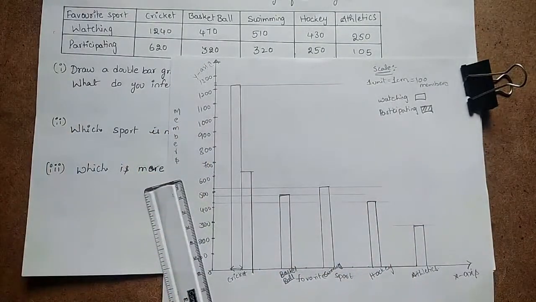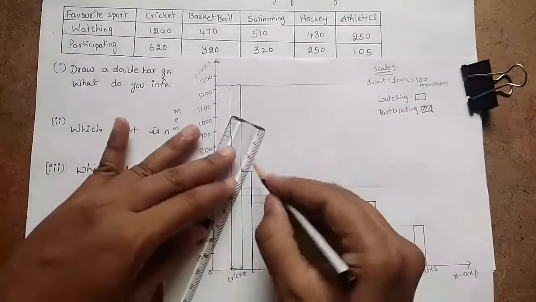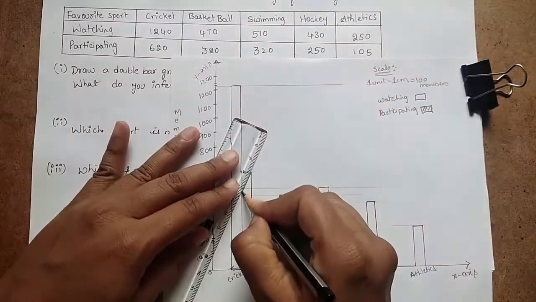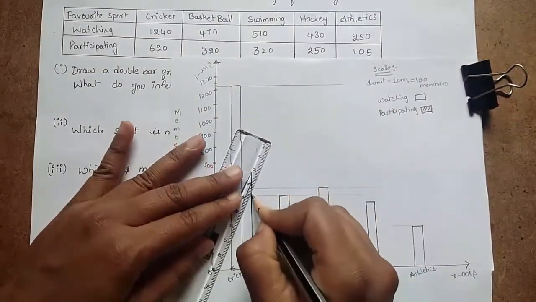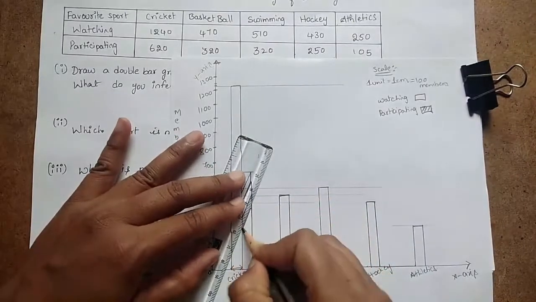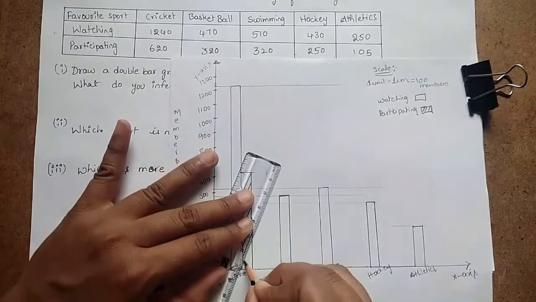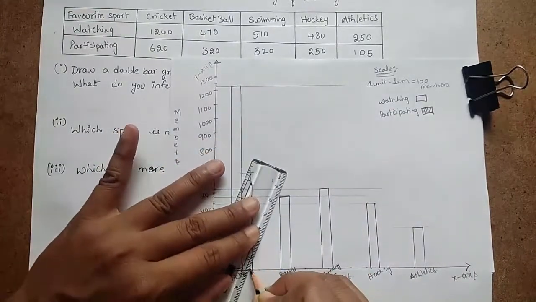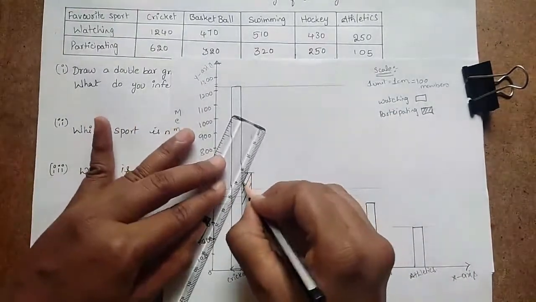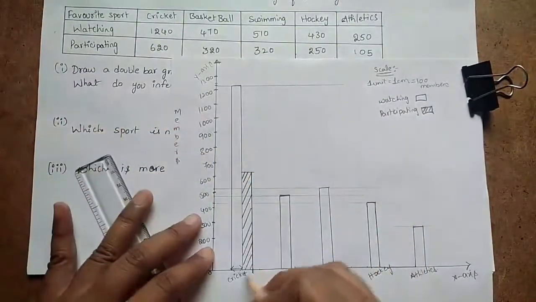So this is the cricket bar graph for the participating. So I am shading with cross lines, because we already mentioned in the scale that participating is a checkered box. So this was the participating. It was 620 for cricket.